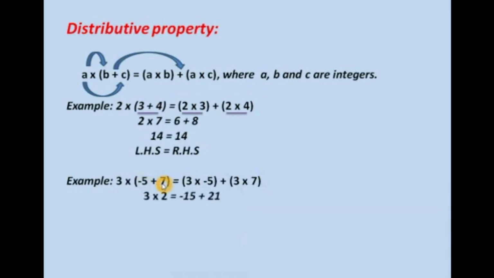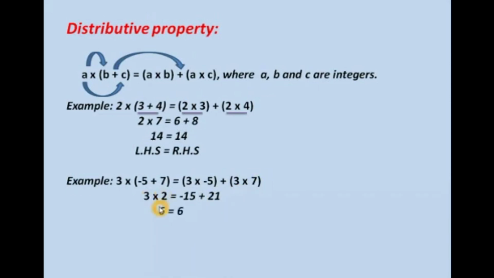Minus 5 and plus 7 cannot be added. They are opposite sign. It has to be subtracted. Plus 7 subtracts minus 5, we get it 2, which is multiplied with 3. And at the right side, 3 into minus 5 is minus 15. Plus and minus multiply becomes minus. Plus is taken down here. 3 sevens are 21.